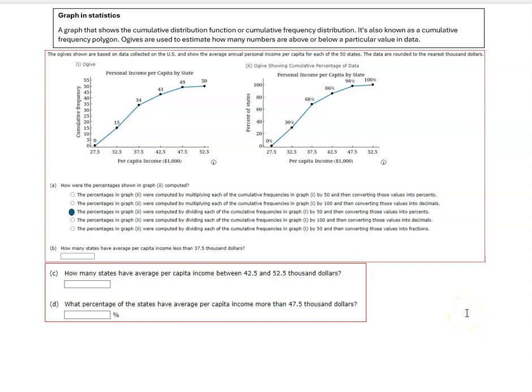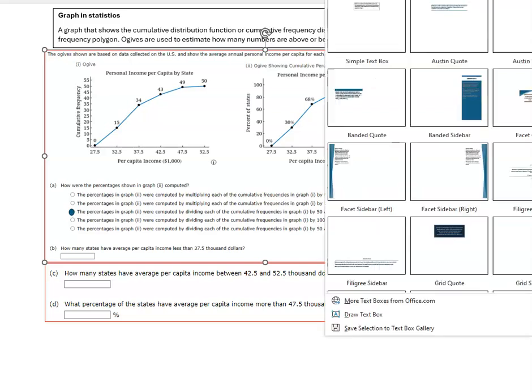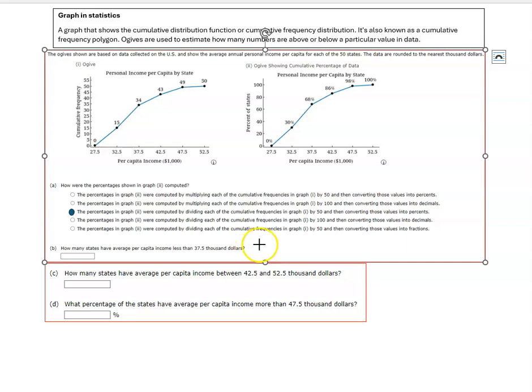Now, it asks us, how many states have average per capita income between 42.5 and 52? Oh, no, I'm sorry. Let's go to letter B. How many states have an average per capita income less than 37.5? So we look here and we say there's 37.5. How many are here or less? Well, it tells us there are 34 right there. So putting my little box in, let's just put it over here. How about that? There's 34.